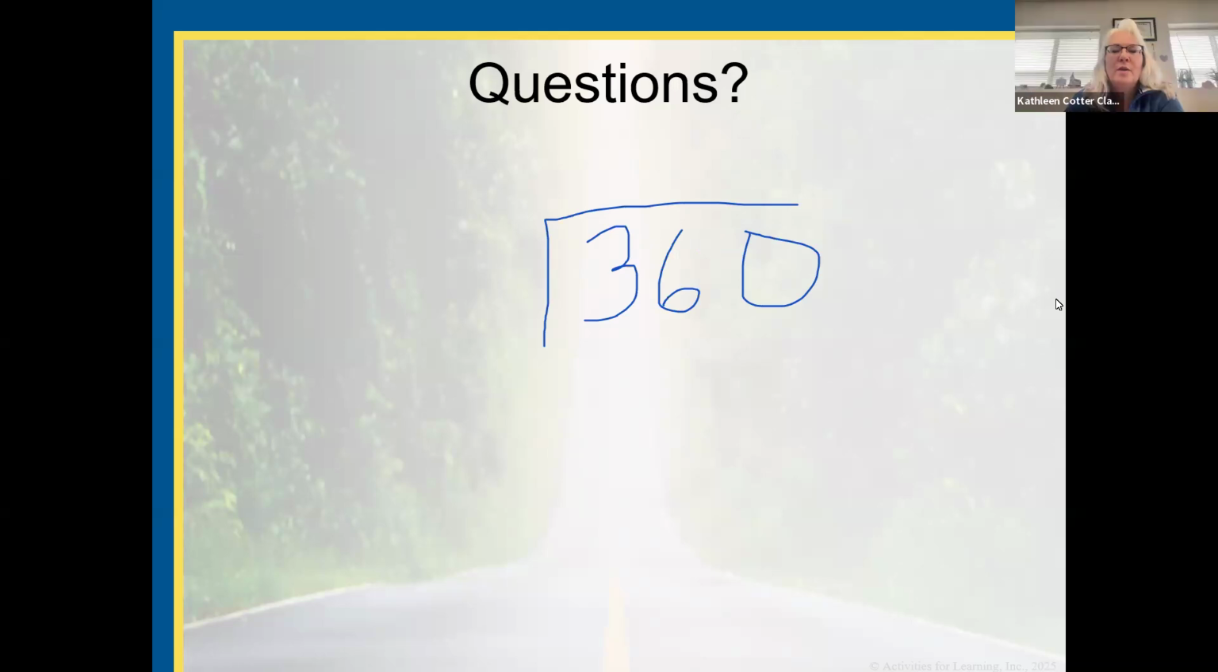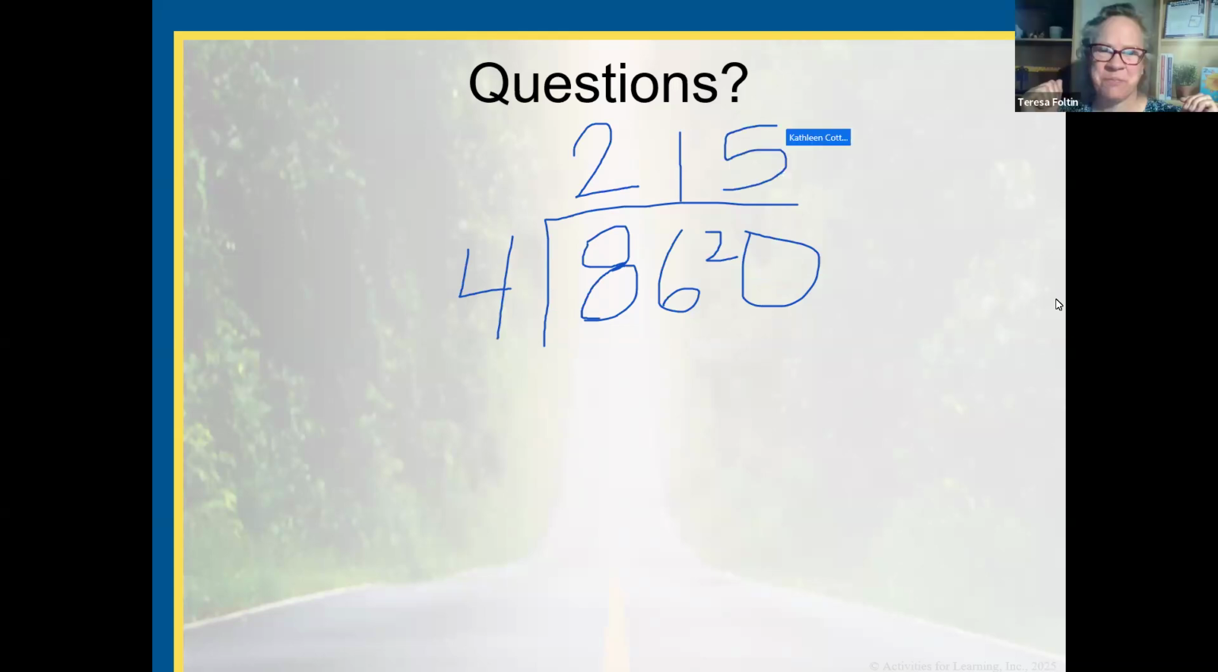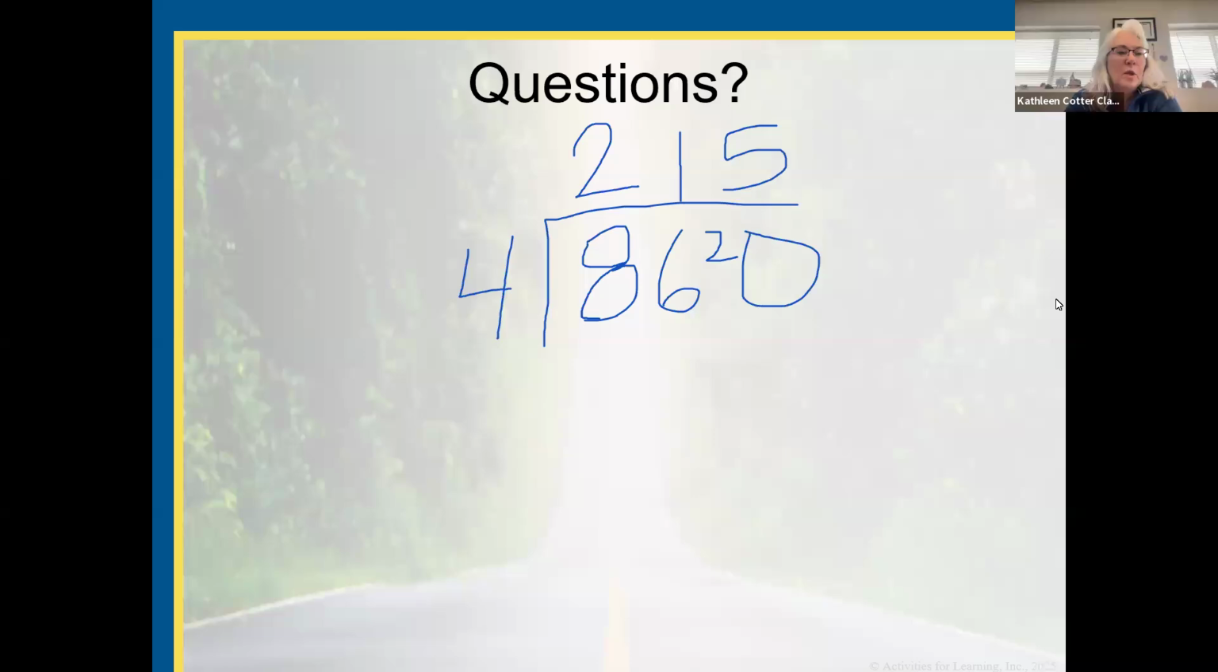Right. So if I have 360 divided by, I don't know, let's just do 4 because that's easy. Let's not make it 360. Let's make this 800. There we go. So 4 goes into 8. If I was doing short division, I would say it goes in there 2 times, nothing left over. 4 goes into 6 1 time with 2 left over. 4 goes into 20 5 times. There's my answer.